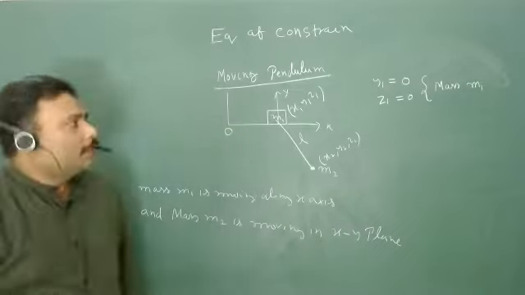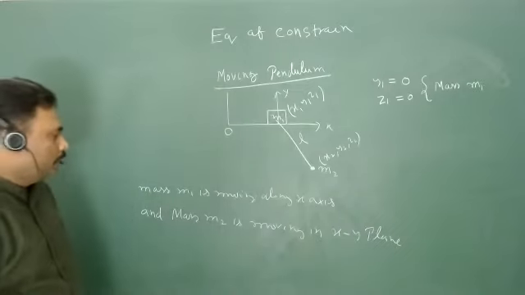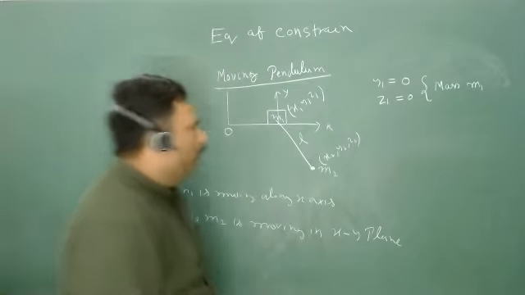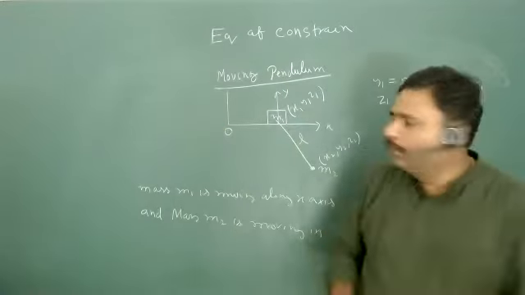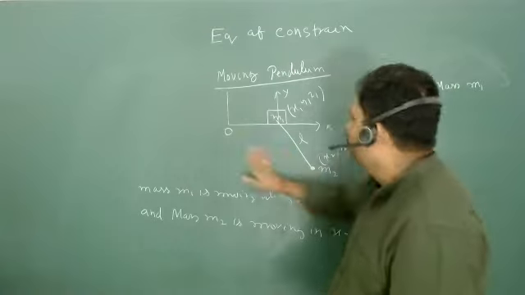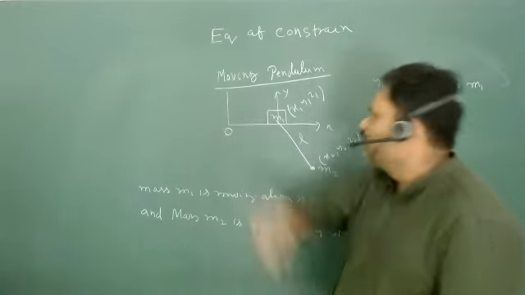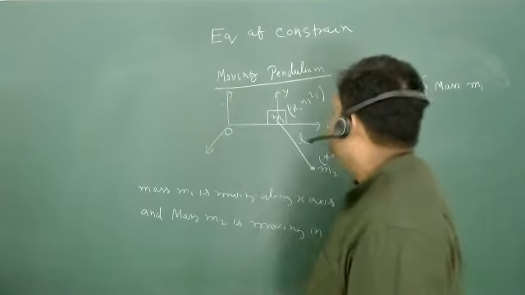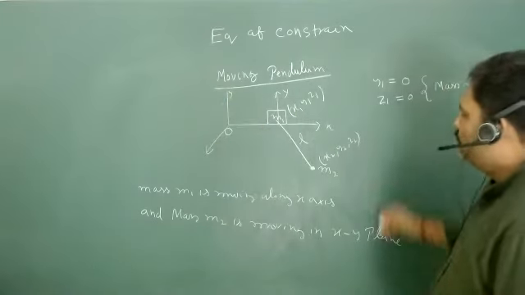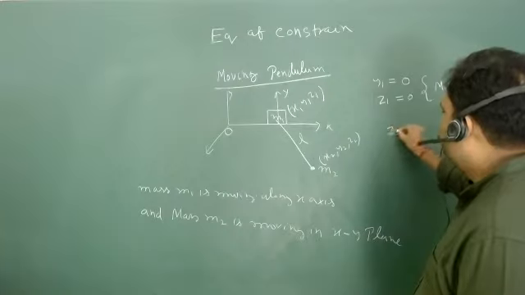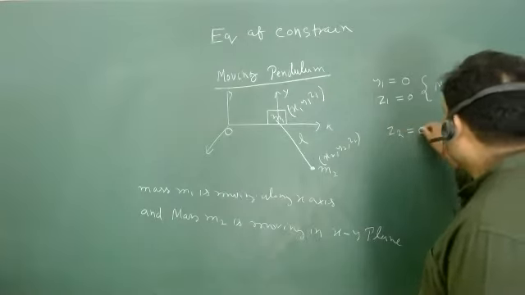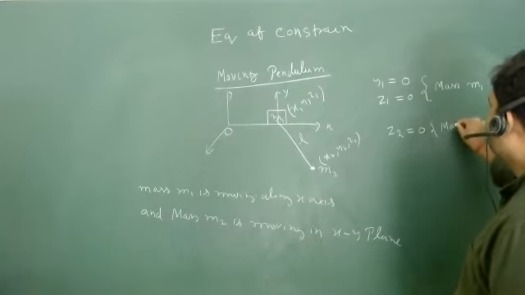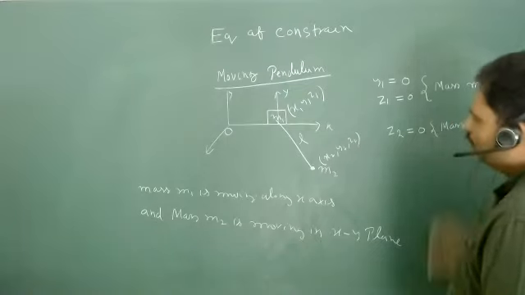Now let us go for the story of mass m2. What is the story of mass m2? The story of mass m2 is that it can move only in the xy vertical plane. This is my z-axis. This is y. So what I can do, I can write z2 is equal to 0. This is the story of mass m2.